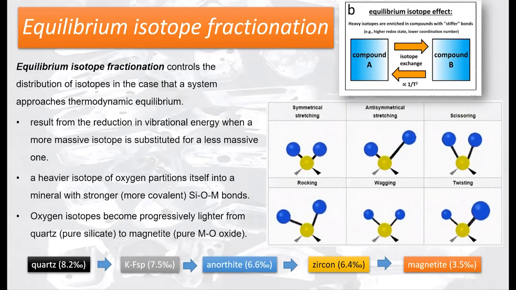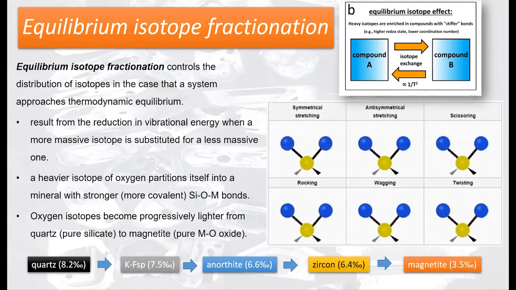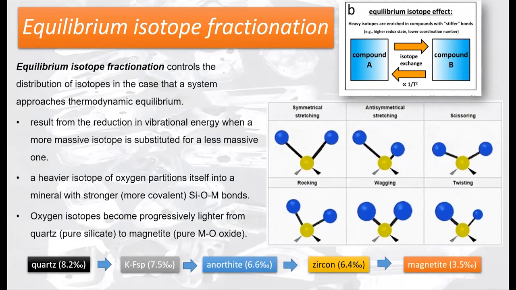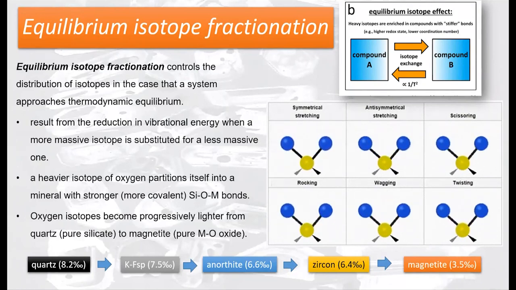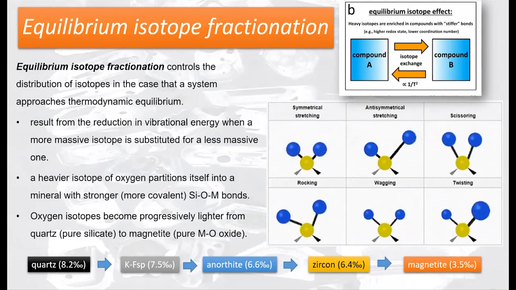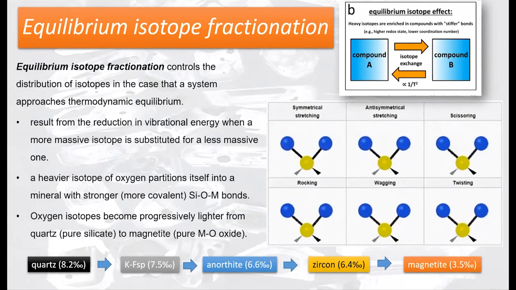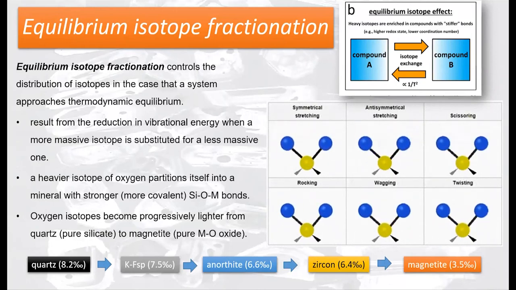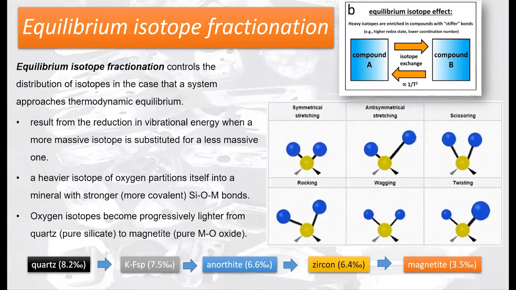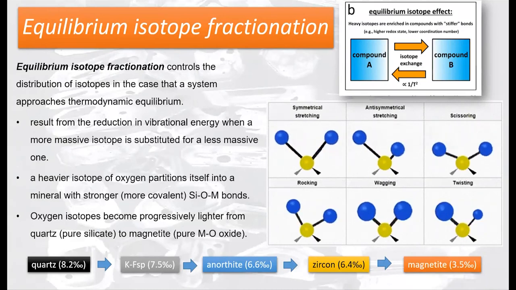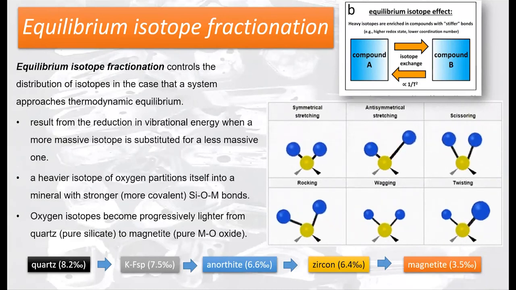So under equilibrium conditions, in a mineral like magnetite or zircon, you can see you're getting a lighter isotopic signature compared to something like quartz. And that's because the bonding between oxygen and silicon in the quartz is stiffer. And in detail, it's more to do with the vibrational energy, where there's a reduction in vibrational energy. You get a substitution towards the heavier isotopic mass.